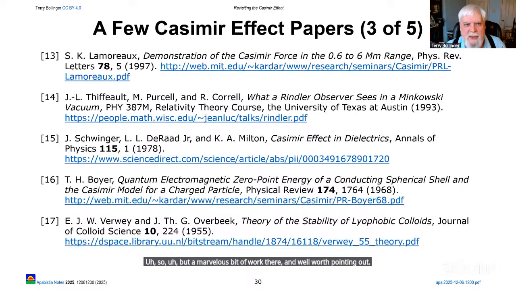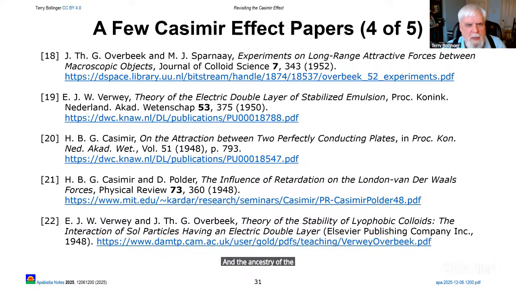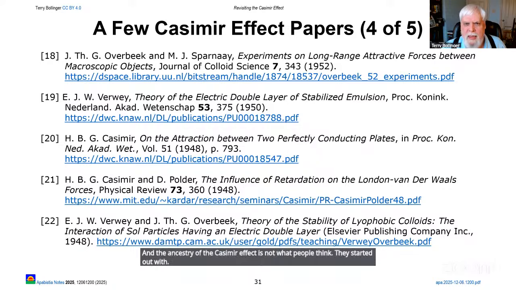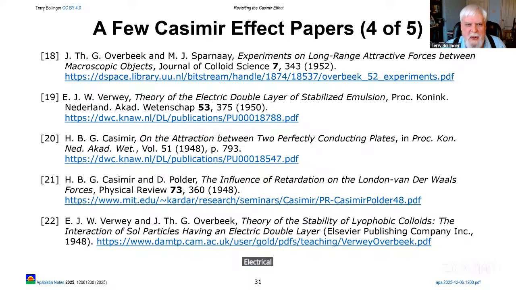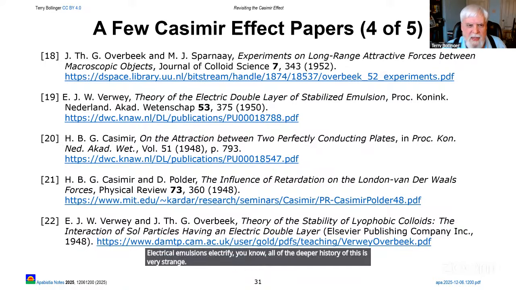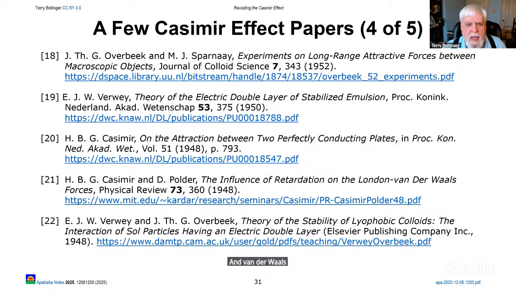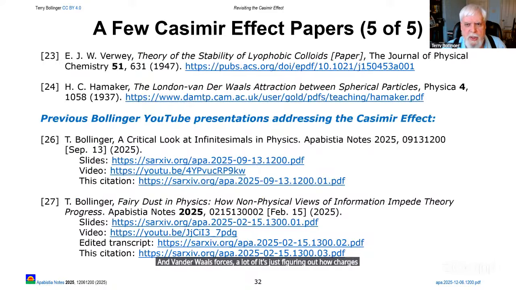And the ancestry of the Casimir effect is not what people think. They started out with electrical emulsions. The deeper history of this is very strange, and van der Waals forces, a lot of it's just figuring out how charges like to shuffle around with each other. I've had 2 previous presentations on this issue, sections of those are listed here. So if you want to take a look at some of that, some of these same slides are in this one though. So I'm just saying that's where I got those from.